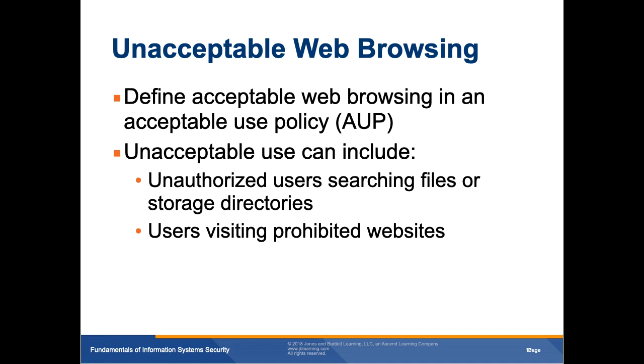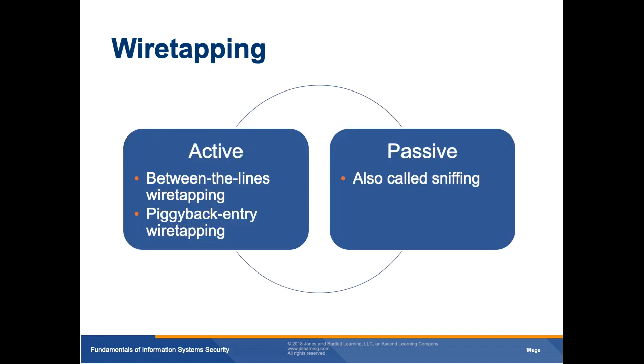And then, right, unacceptable web browsing we discussed, wiretapping. Right, so you can do between-the-lines wiretapping. This doesn't alter the message sent by the legitimate user, but inserts additional messages into the communication line when the legitimate user pauses, right? But you're connected to them.